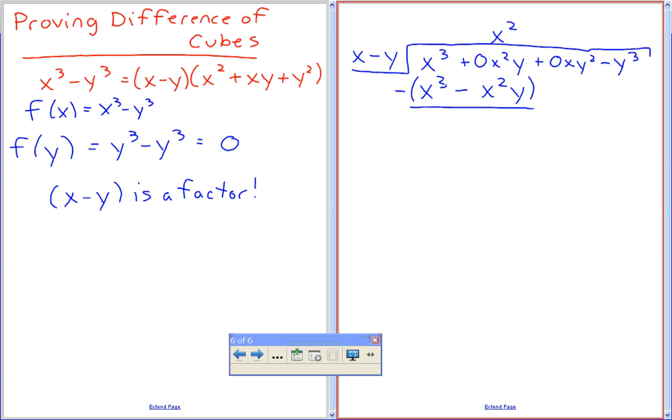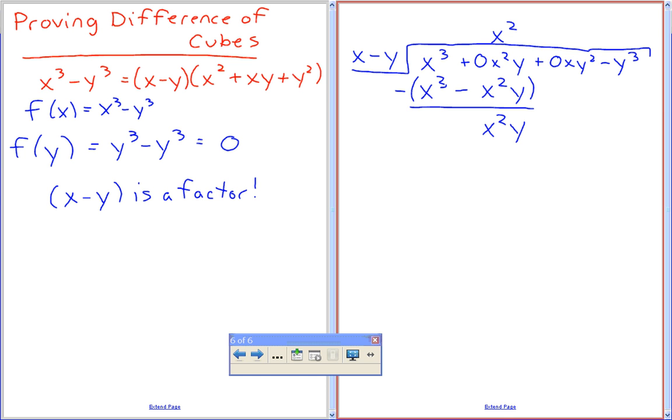Don't be afraid. Can somebody subtract those two things? What are we left with? Let's subtract them. X squared y, lovely. Okay, now be brave. What's x times what gives you x squared y?